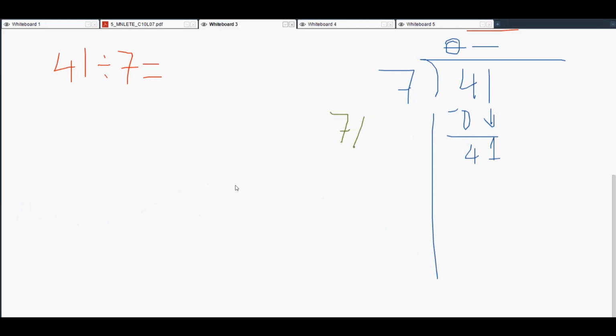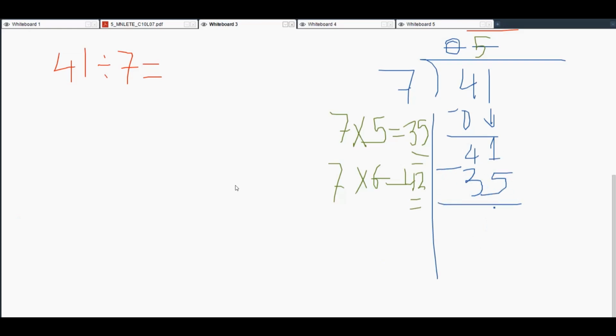Okay, so try table 7. 7 multiplied by, let's say, 5 equals 35, smaller than 41. We didn't reach 41 yet. 7 multiplied by 6 equals 42, sorry, 42. 42 is greater than 41, so we can't take 42. So we're going to take the previous number, which is 35. So we're going to put 5 up and 35 down. And subtract: 1 minus 5 can't be. So we borrow 1 from 4, it will be 11, and 4 becomes 3. 11 minus 5 equals 6.